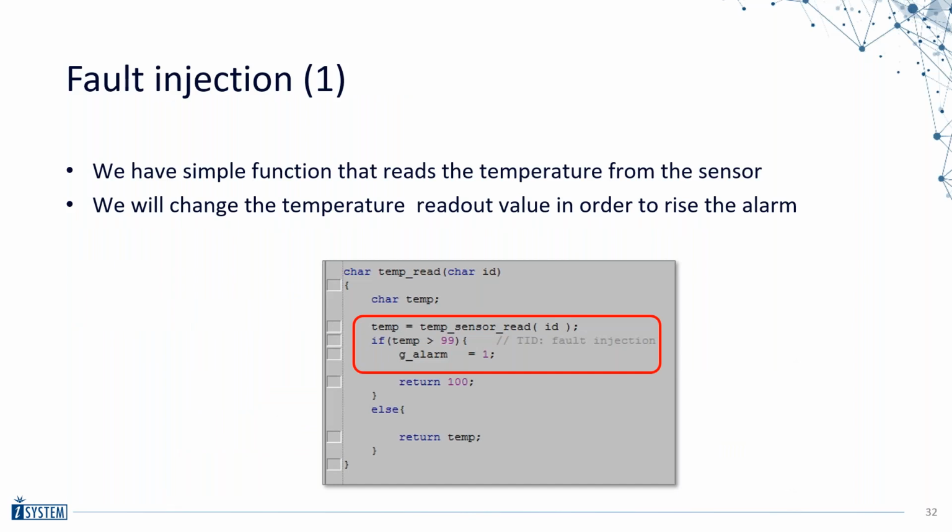I have a short example of fault injection that will use the functionality of those controllers that I have just explained. We have a short, really short C code function called temperature read function. This will call the hardware sensor read, and when this sensor hardware function will read out the temperature, we will insert a breakpoint here, and then we'll modify the local temperature variable in that way that this alarm will be raised. So we will step 2 times.